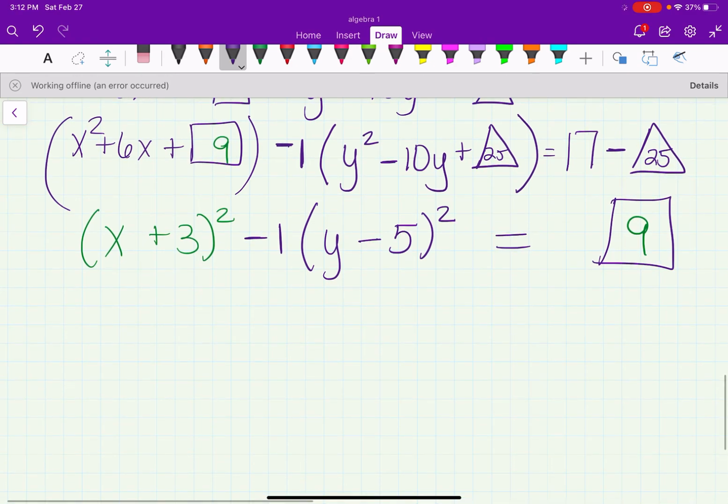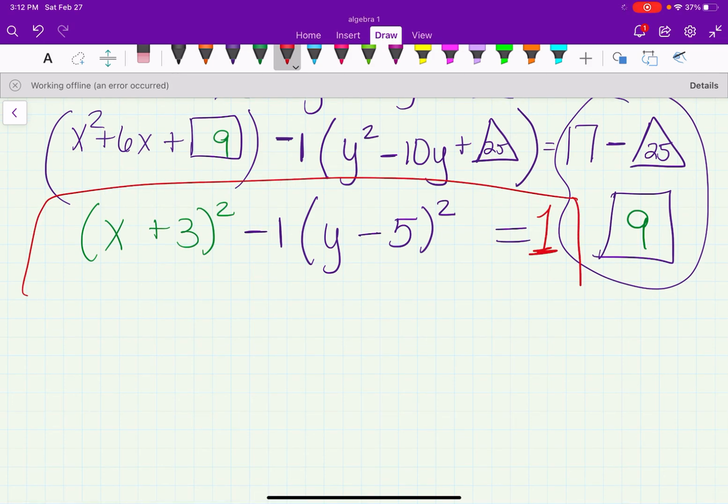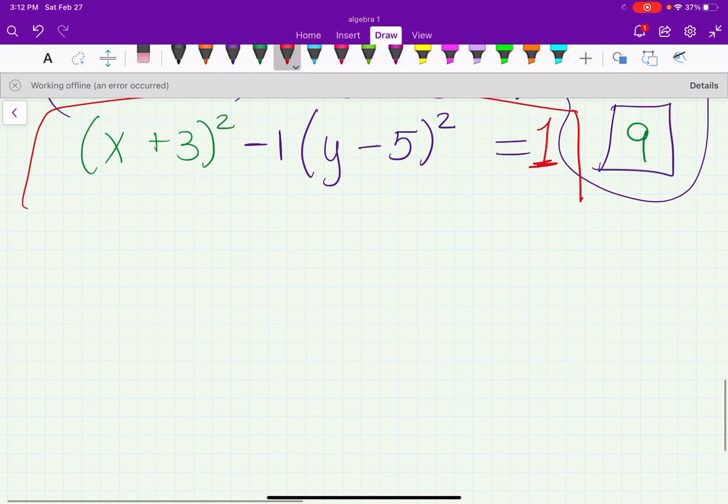Oh, I forgot. All of this needs to go together, right? So 17 minus 25 plus 9, this works out kind of nice, equals 1. So if we have a 1 over here, we don't have to divide both sides by anything. We already have our 1 there. If there wasn't a 1 there, then we'd have to divide everything by it. All right, so then our center is negative 3, positive 5. I almost forgot to switch it.